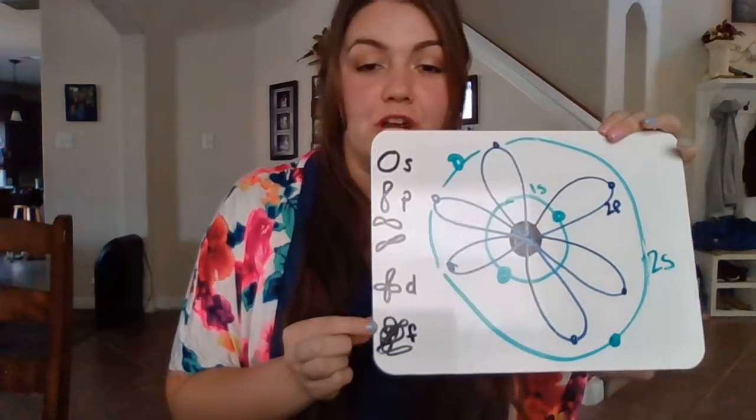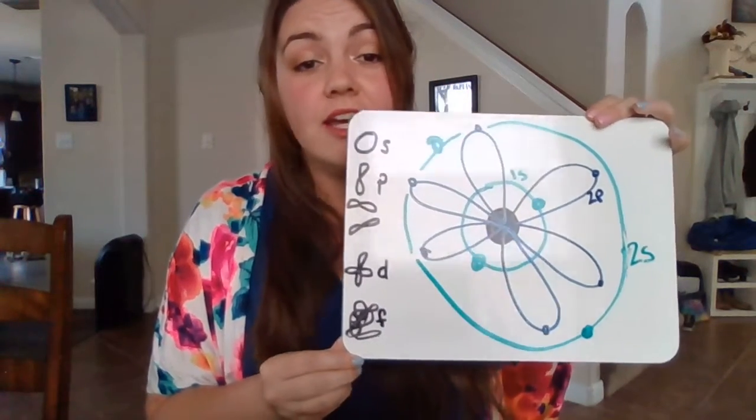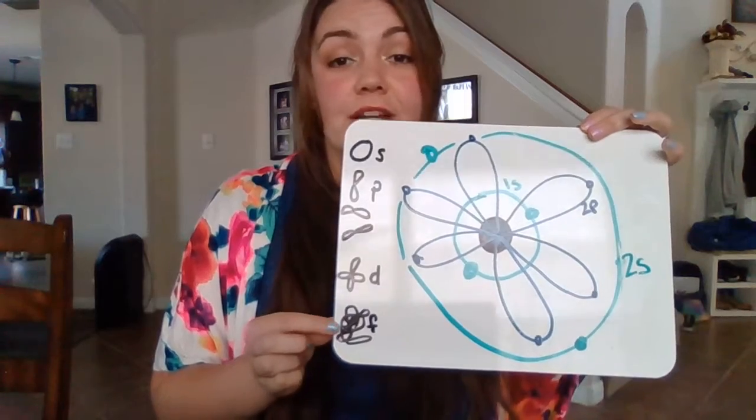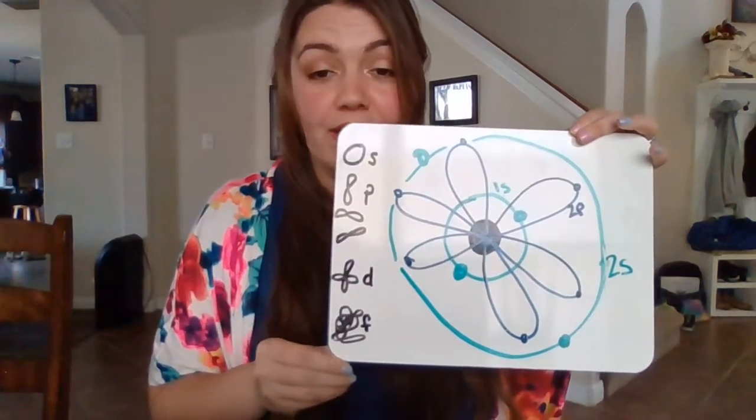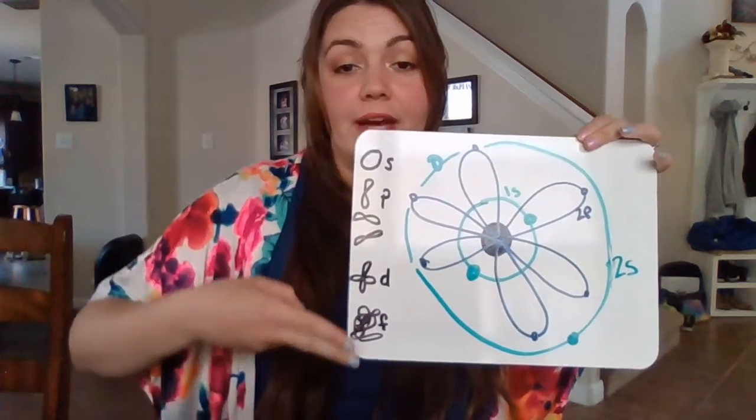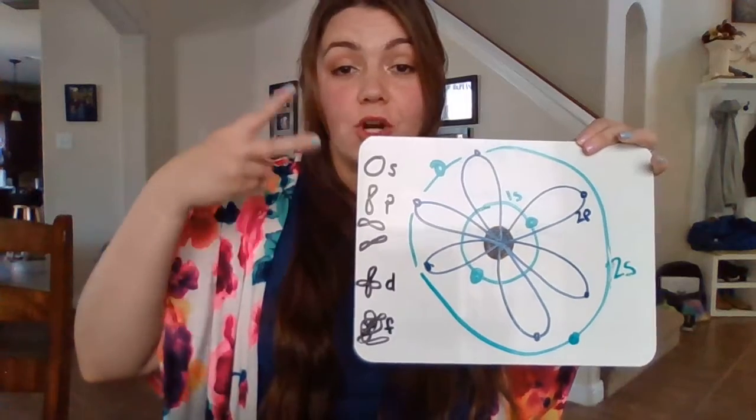Lastly is the F shape. I just drew scribbles there because F to me stands for fancy. It is so fancy that I cannot draw it. And it comes in 7 different ways you can turn that fancy shape, and each of those 7 can hold 2 electrons. So going back up, each of these things that I've talked about can hold 2 electrons each.